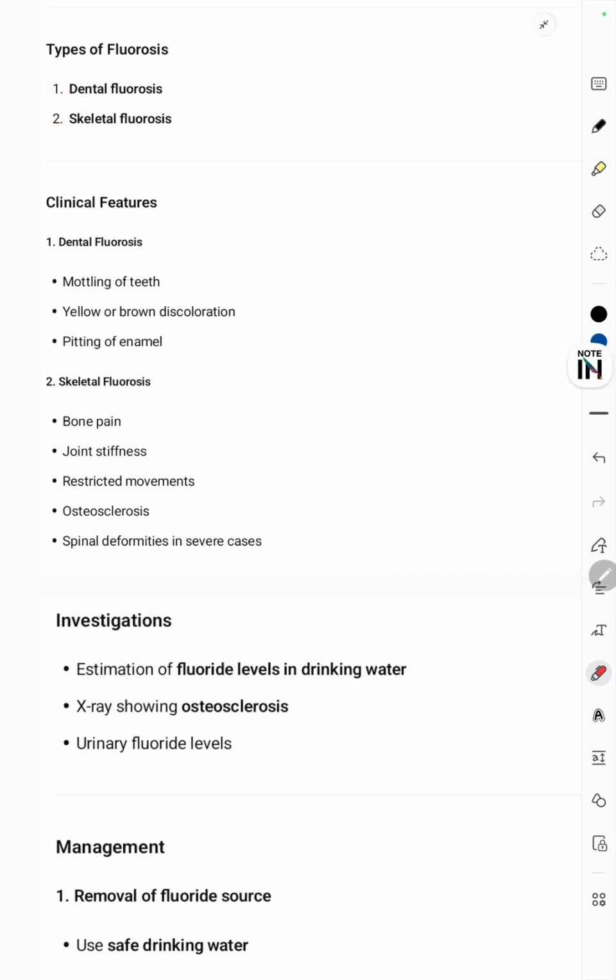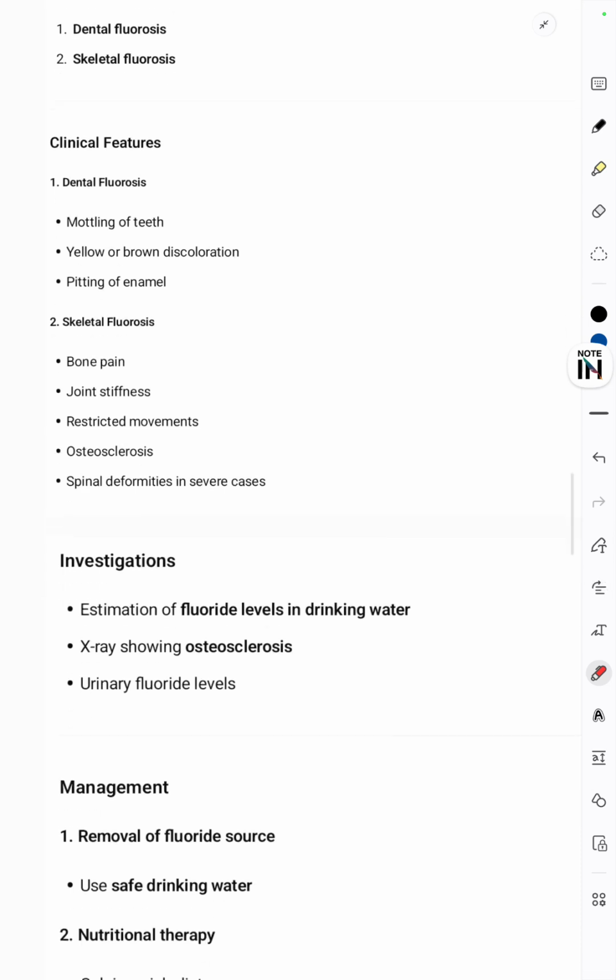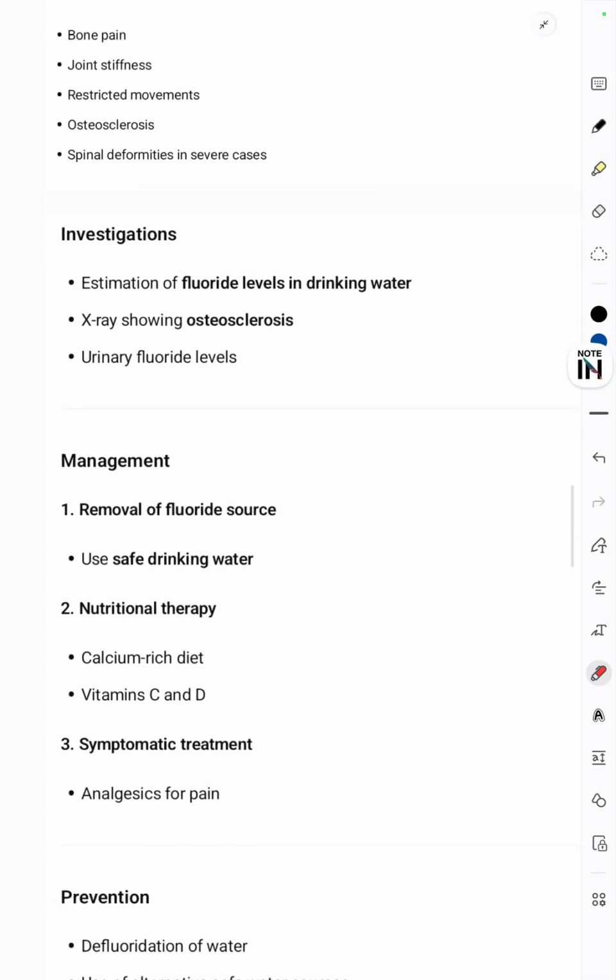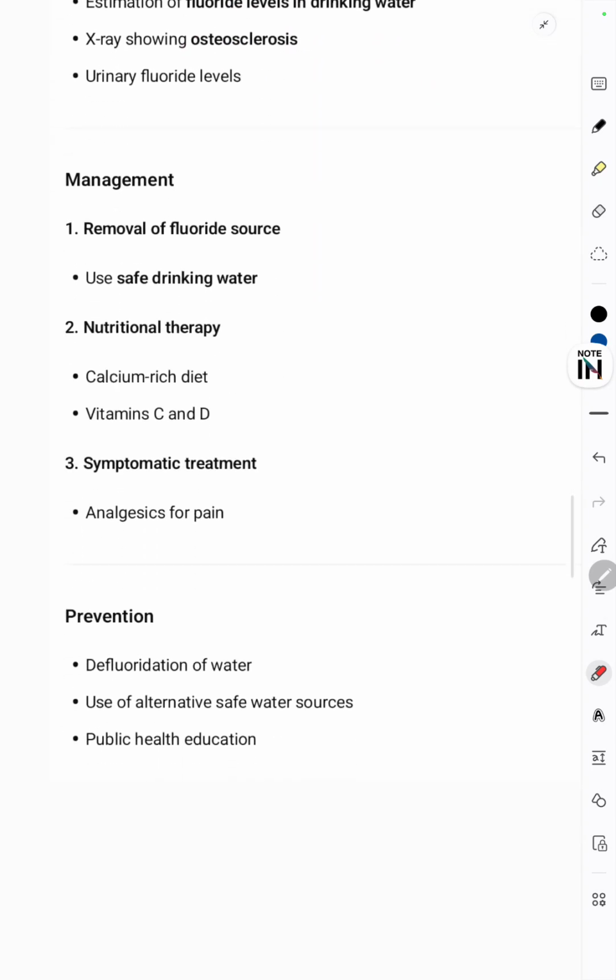In dental fluorosis, there is mottling of teeth, yellowish discoloration, and pitting of the enamel. In skeletal fluorosis, there is bone pain, joint stiffness, restricted movements, osteosclerosis, and spinal deformities in severe cases. Spinal deformity like kyphosis and scoliosis can be seen. The investigation is to estimate the fluoride levels in the drinking water, and X-ray shows osteosclerosis. Urinary fluoride levels are taken.